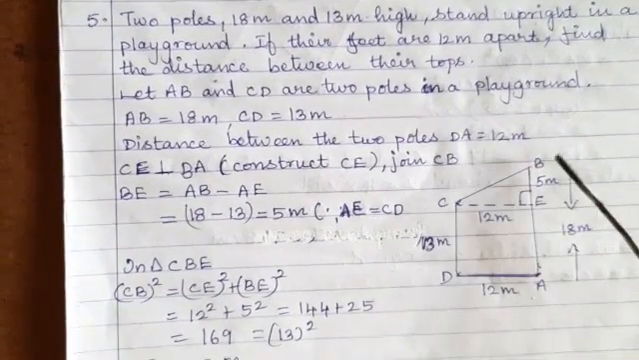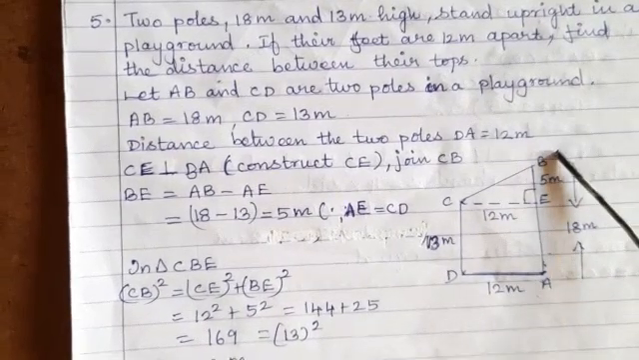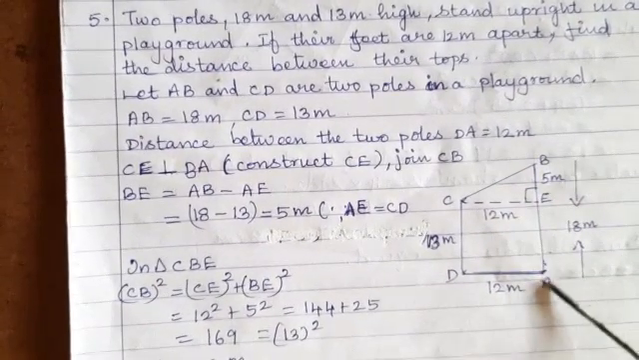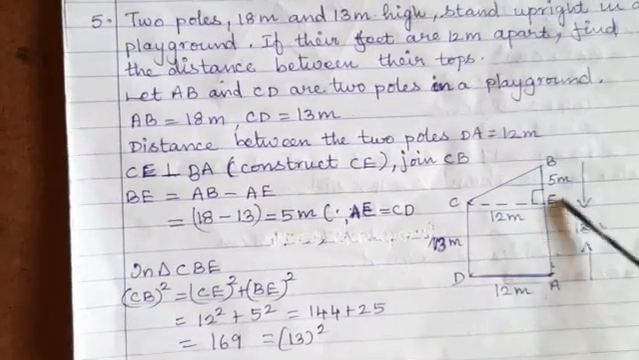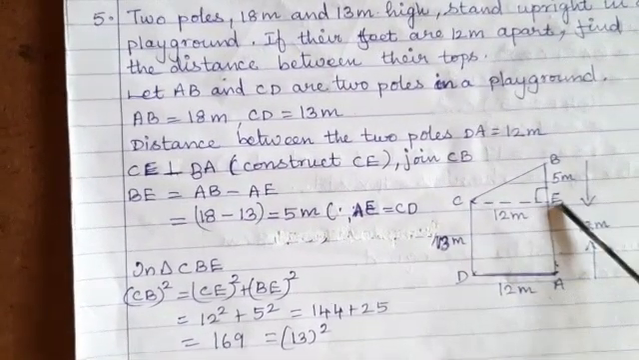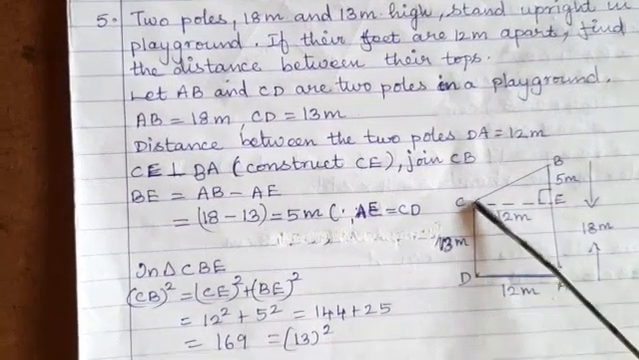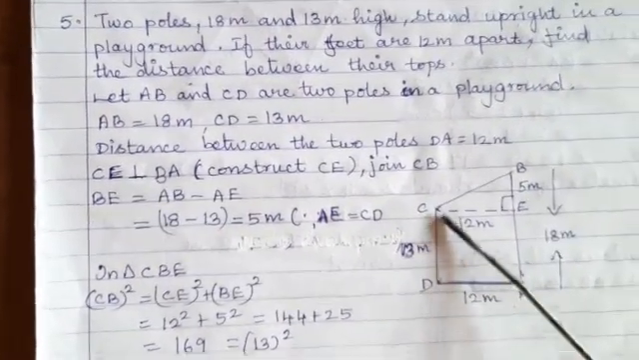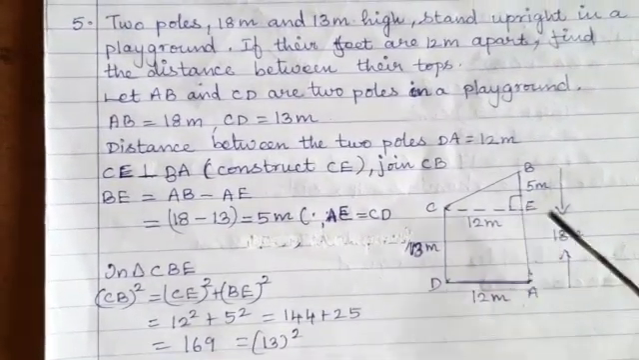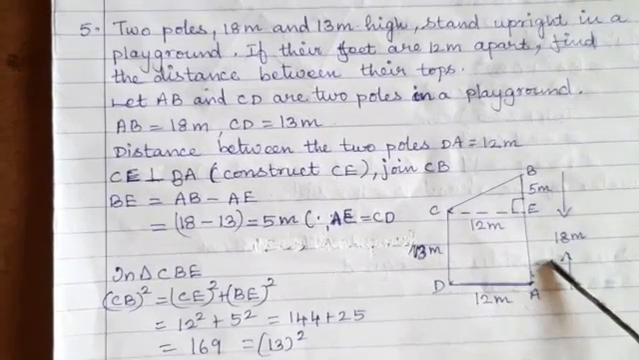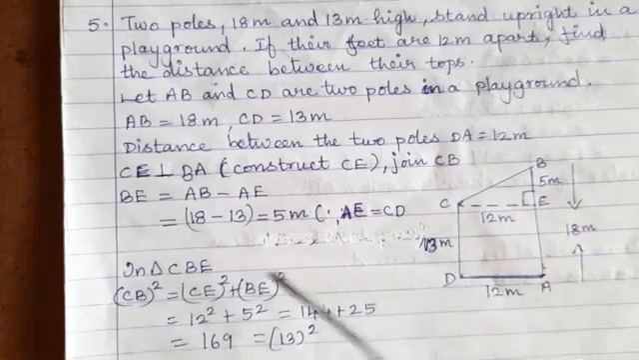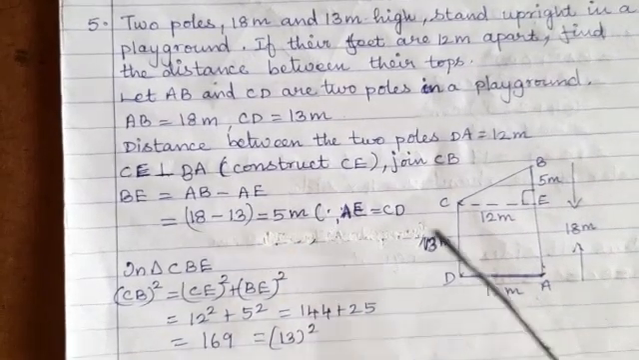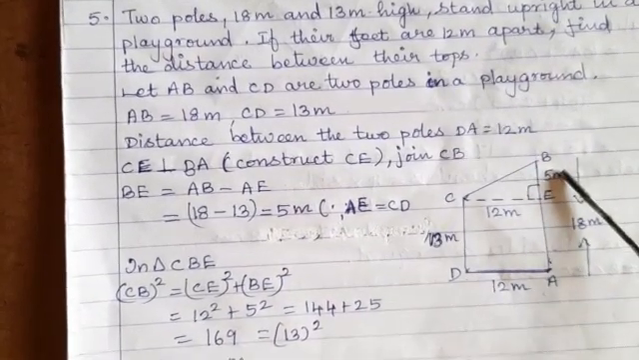How do you find out BE? That is total AB, we know that AB minus AE equal to BE. Then what is the length of AE? Because we have drawn the perpendicular here, and DC is given 13 meter, so CD is equal to AE. So AE equal to 13 meter and AB equal to 18 meter. So 18 minus 13 meter equal to 5 meter. That is BE equal to 5 meter.